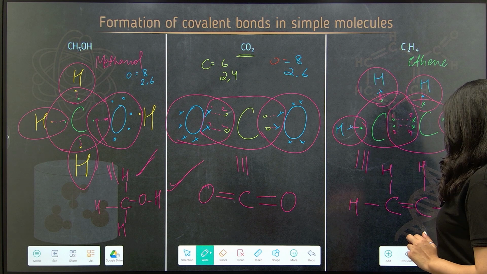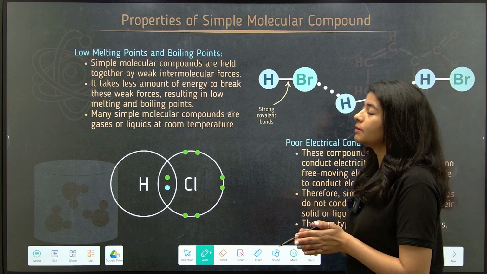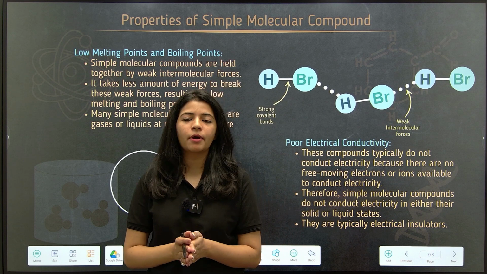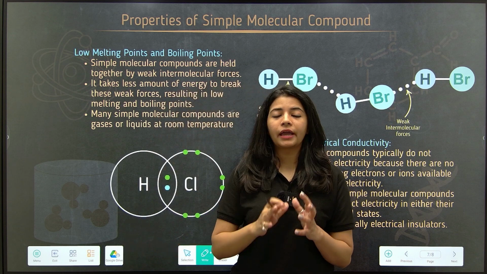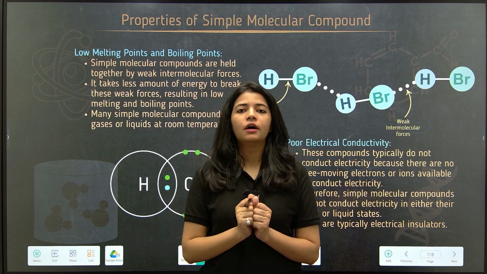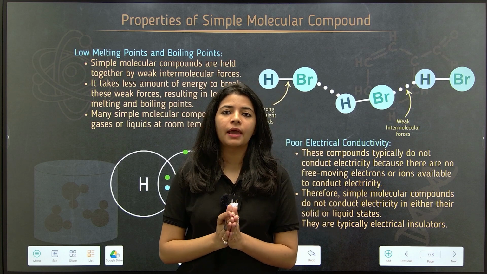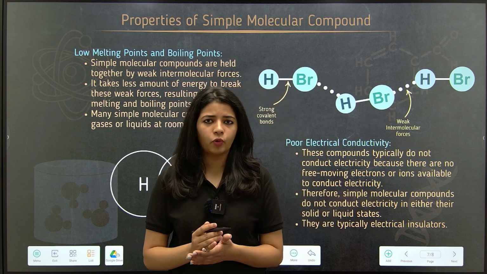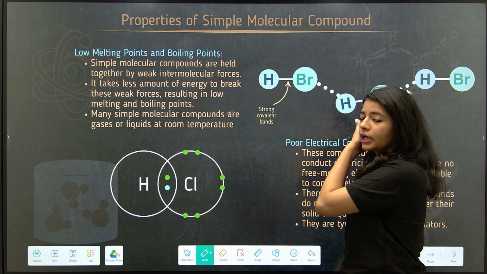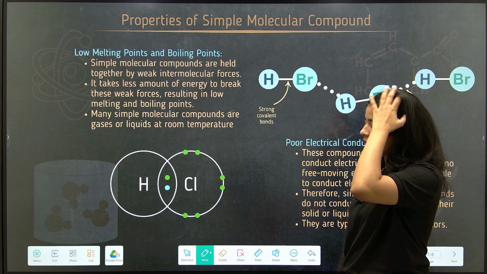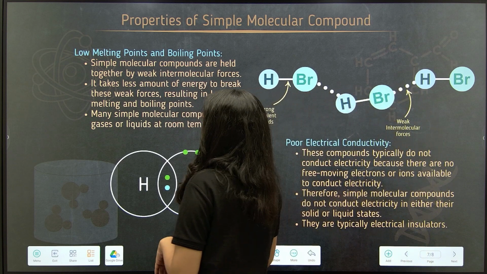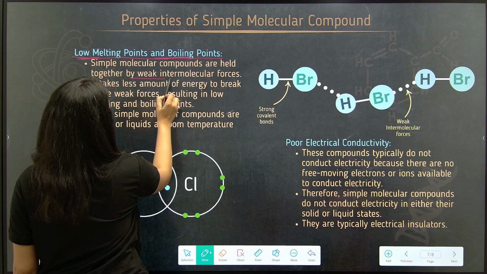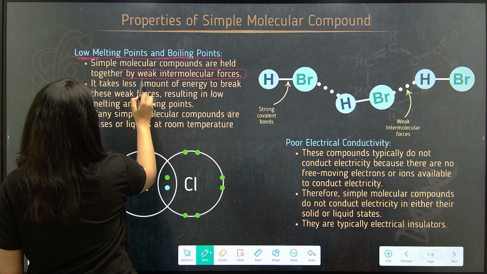Now let's talk about the properties of simple molecular compounds. In your previous class we discussed the properties of ionic compounds, in which I told you that ionic compounds have strong electrostatic force of attraction between them, and because of that they have a high melting point and high boiling point. But in case of compounds which have covalent bonding in them, they have a low melting point and low boiling point. Why? Because they have weak intermolecular forces between them, right?